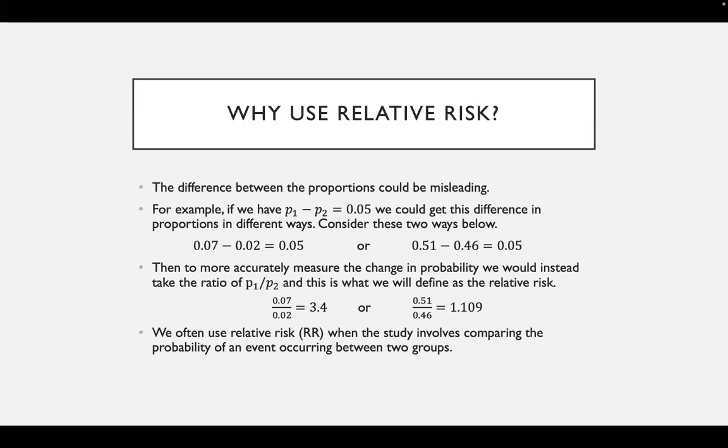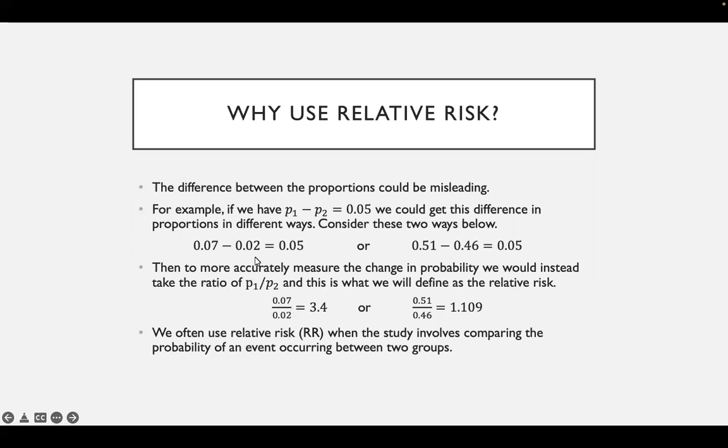Then to more accurately measure the change in probability. So here we already had the probability was quite low, and then it changed to something even lower. Here in this case, we had the probability was quite high, and it didn't change as much relatively. So what we want to do is more accurately measure this change, and we will do that by taking the ratio of P1 and P2.